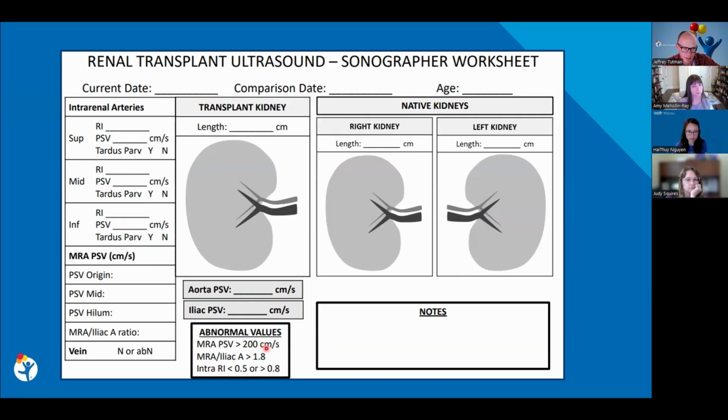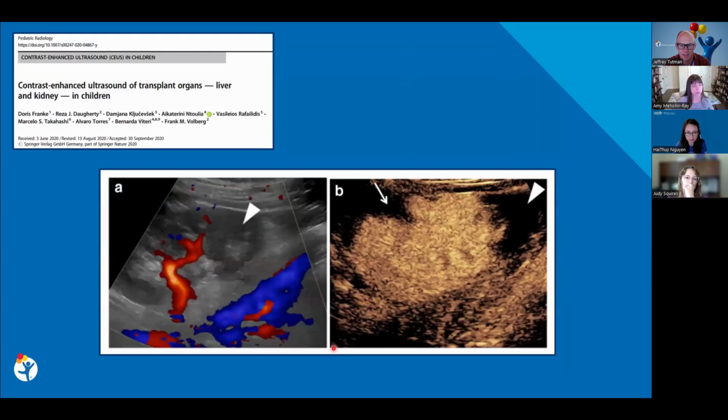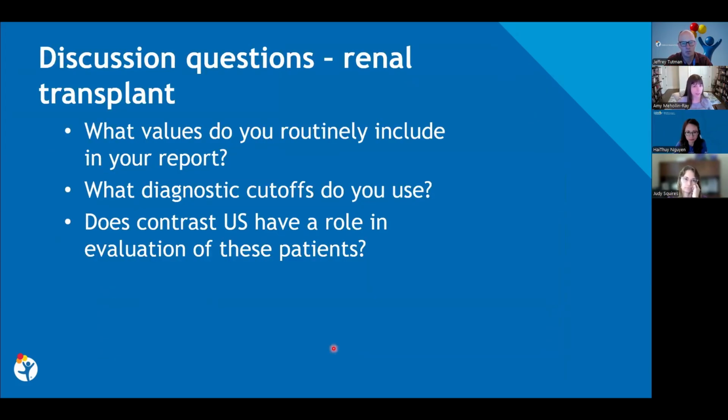But these are the main things that they included in the worksheet: 200 for the peak systolic velocity, and then abnormal RIs being either below 0.5 or above 0.8, and then that ratio being greater than 1.8. But we typically focus more on the RIs and the peak systolic velocity and not as much the ratio. I think these are generally more straightforward to think about because these have a surgical anastomosis.